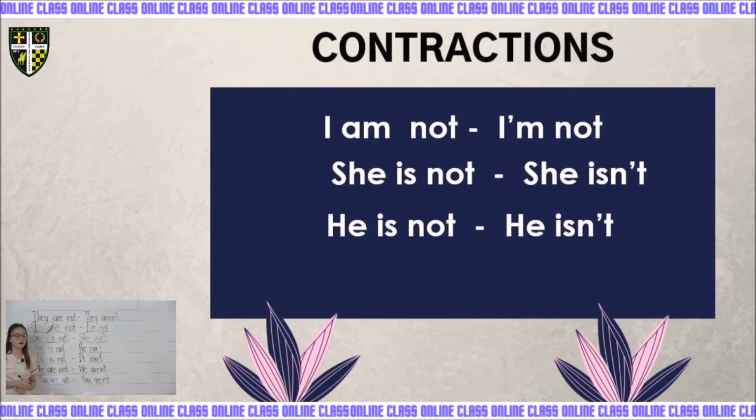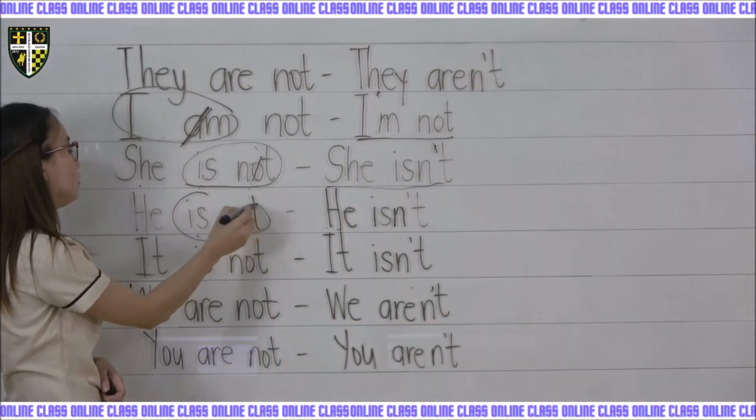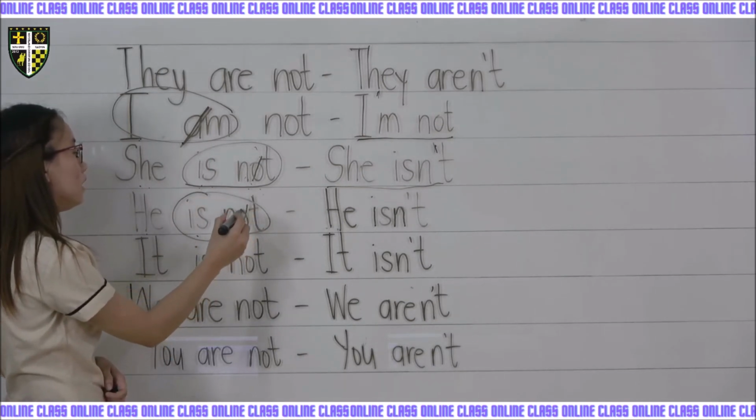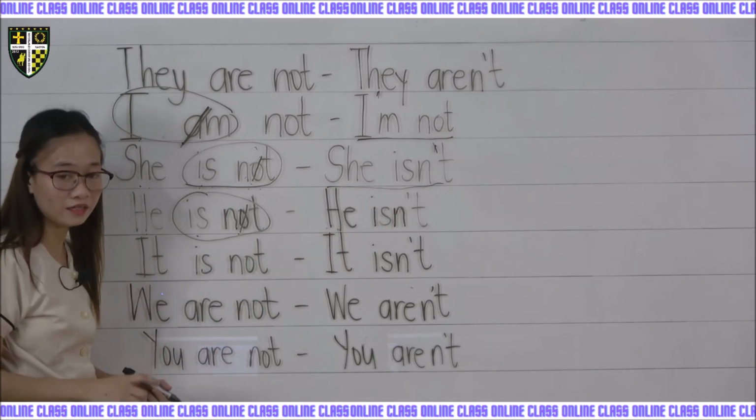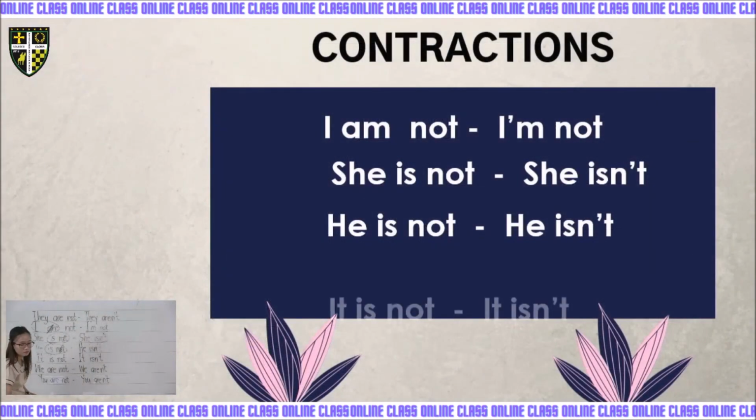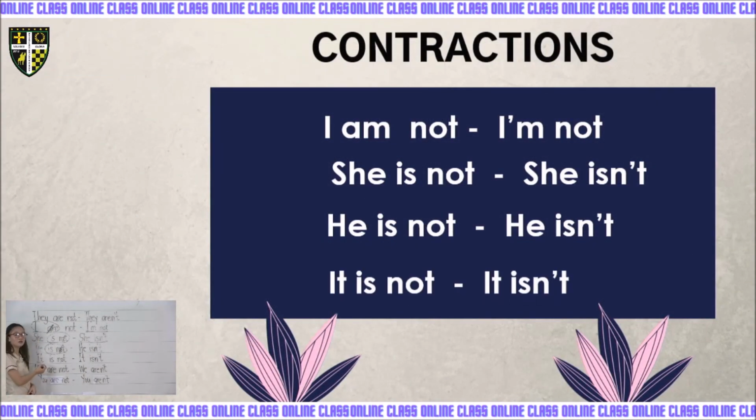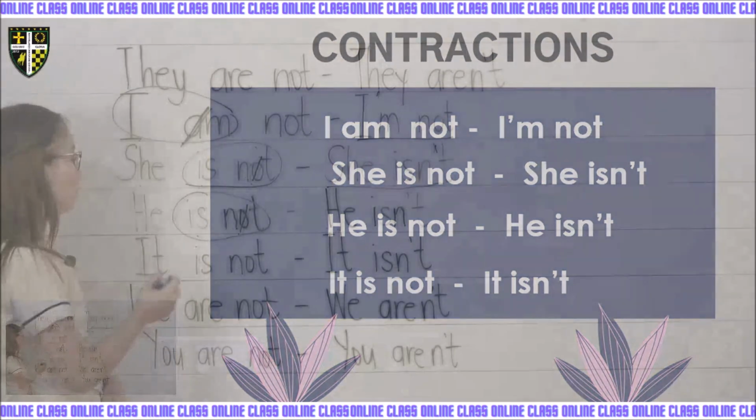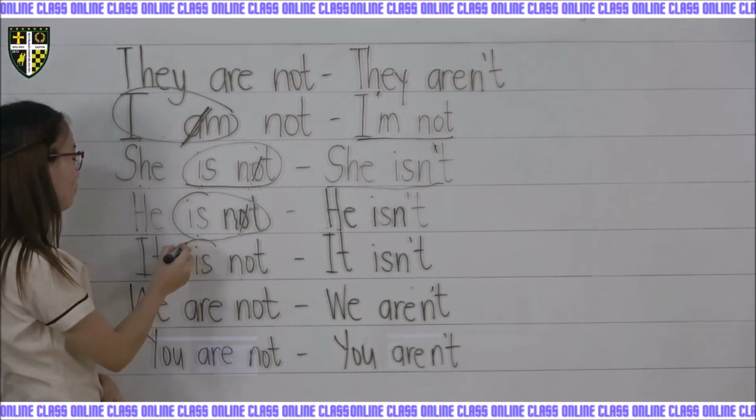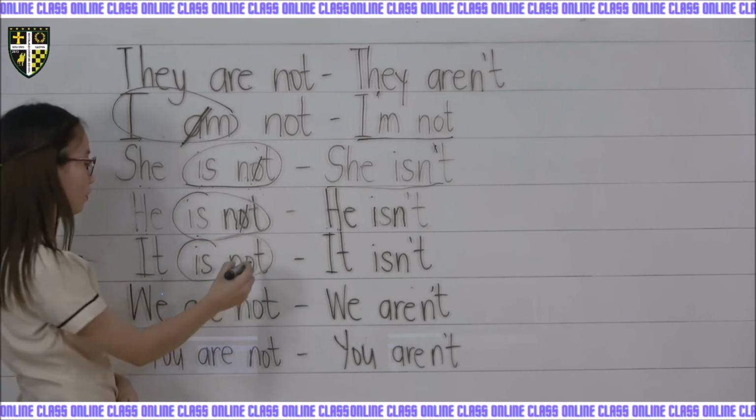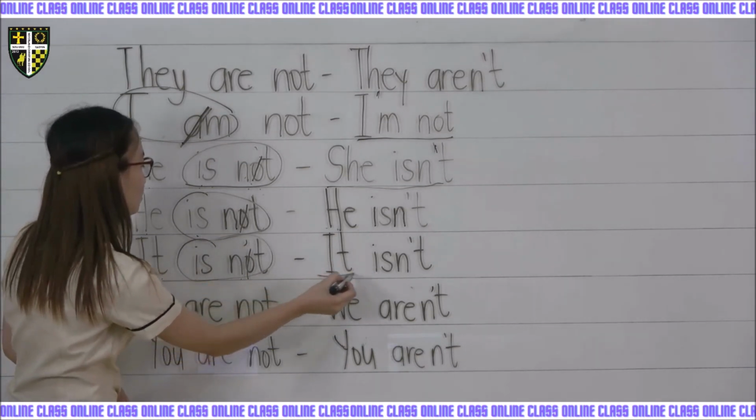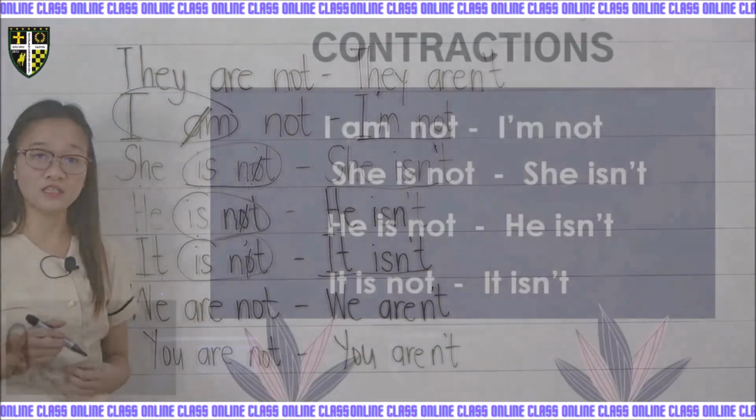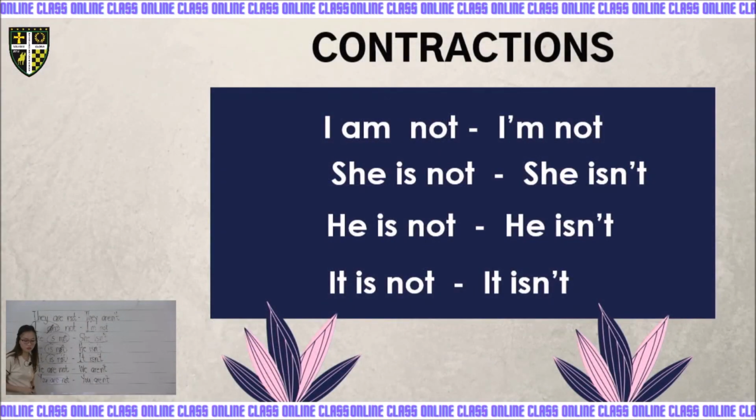Okay, he is not. So same rule. Combine the be verb and the not and remove the letter O and put an apostrophe. So it became he isn't. Okay, do you understand, kids? Next. Okay, it is not. So same rule, kids. Combine the be verb and the not, but remove the letter O and put an apostrophe. So it became it isn't. And kids, isn't it? It's very easy. Okay, next one.